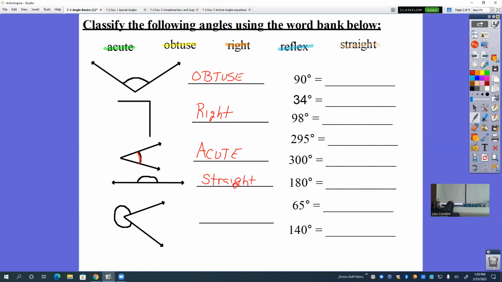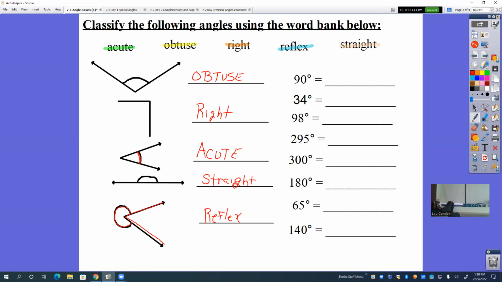So therefore it's straight. And now for the last one, we see that the angle comes together and makes an acute angle. But what we're talking about is the portion of it that is the outside. So even though this part is less than 90, the outside part of it has to be greater than 180 degrees. So it would be a reflex angle.